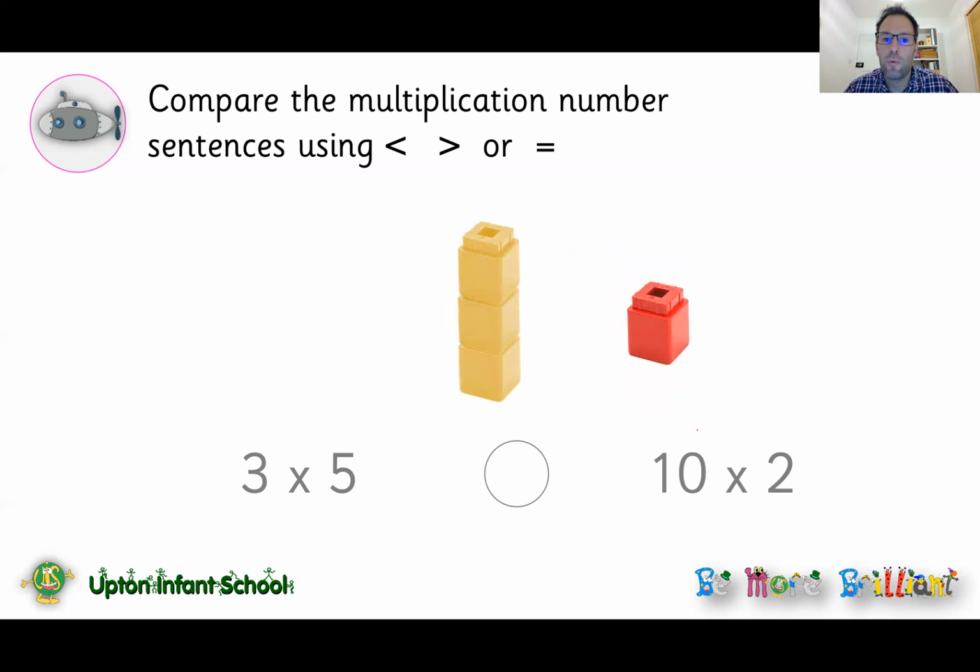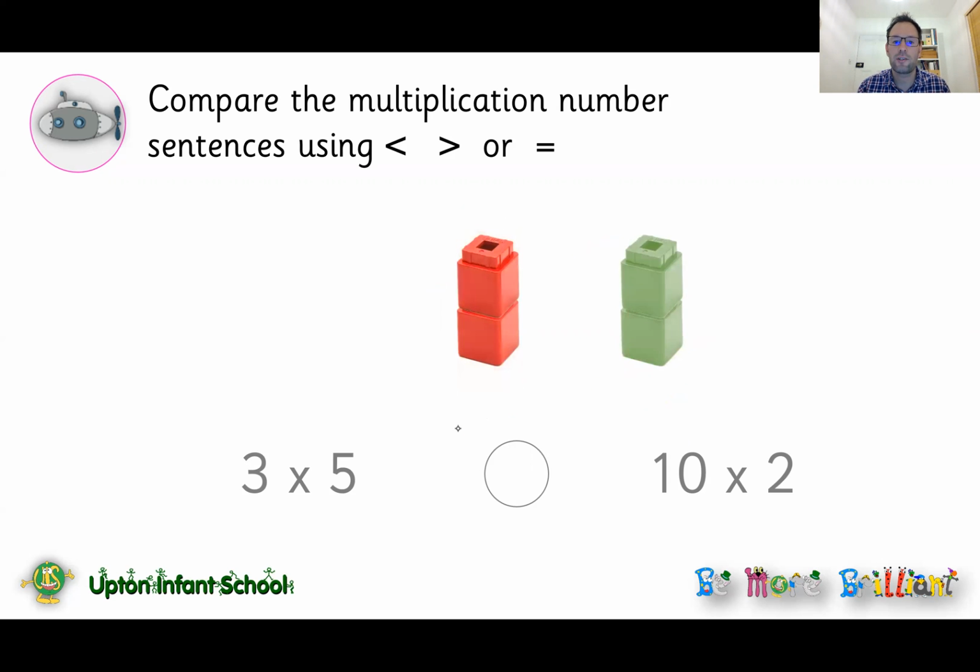Let's have a look at this picture. Oh, we've got 3 yellow cubes and 1 red cube. If I draw lines again to join these up, well, we can see that 3 cubes is more than 1. That 3 cubes is greater than 1, and that's what that sign means. That's where it comes from. 3 cubes is greater than 1. 3 is more than 1.